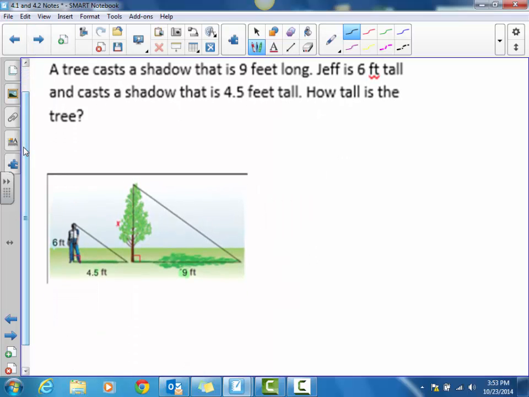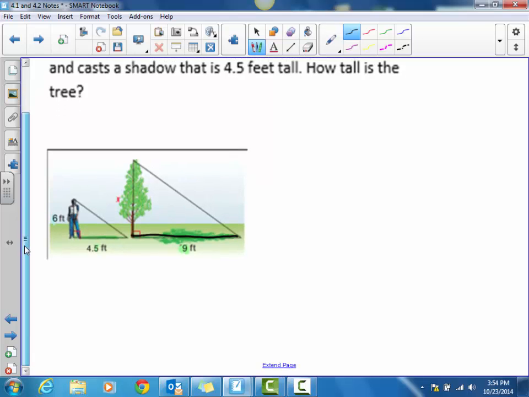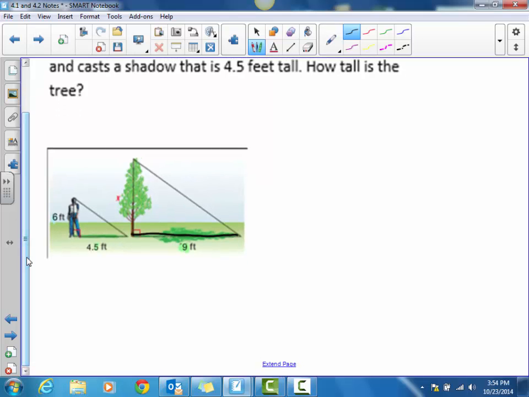All right, a tree casts a shadow that is 9 feet long. So here's my tree casting a shadow. It's 9 feet long. Jeff is 6 feet tall and casts a shadow that is 4.5 feet long. How tall is the tree?